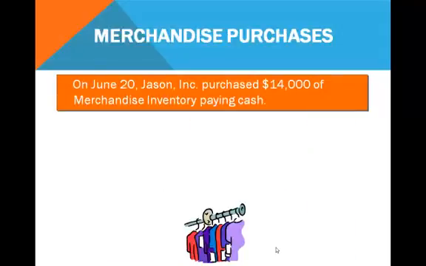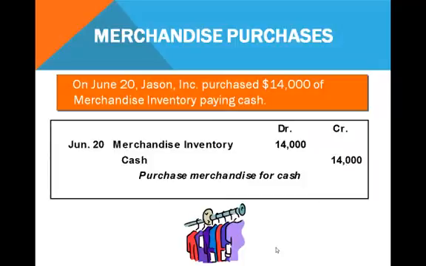Let's make the entry to record this purchase of merchandise inventory. On June 20th, Jason Inc. purchased $14,000 of merchandise inventory and they paid cash. So what are we going to do? When we purchase inventory, we debit the asset account merchandise inventory for the cost of the inventory purchased. This entry is similar to the entry we would make if we purchased any asset, like a truck or land.